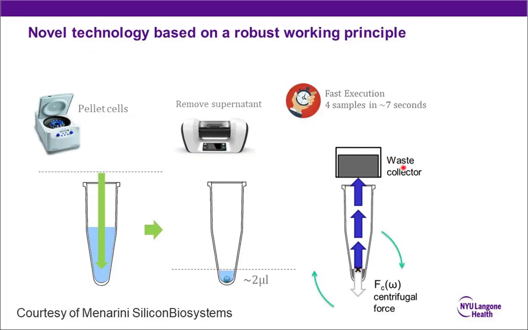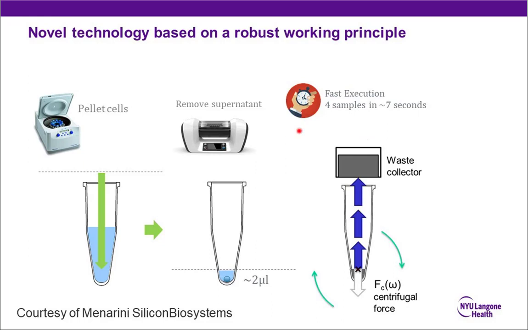I don't want to dwell too much on details, but you basically pellet cells at the beginning, then you put it into VRNxT, and what happens is the center of the rotation is pulled right above the cells, about a 2 microliter volume. It rotates it around, and that basically leads to the waste being pushed out of the tube, while your single cell or small numbers of cells are pushed to the bottom. And it's a very fast process. It holds 4 samples, and it's done in 7 seconds.